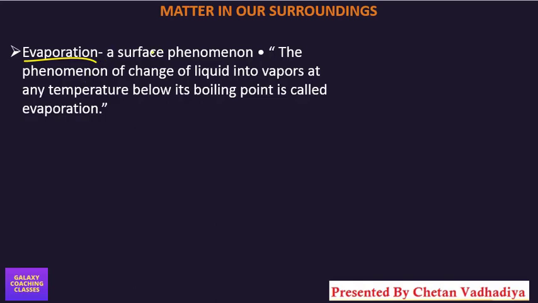In boiling, the temperature of the water should reach up to 100 degrees, but here, without reaching that temperature, the water will directly be converted into gaseous particles. So let us start how. This is a surface phenomenon. The change of liquid into vapor at any temperature below its boiling point is called evaporation.